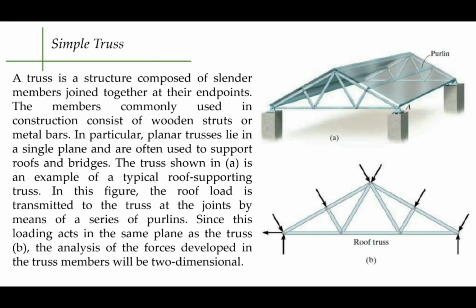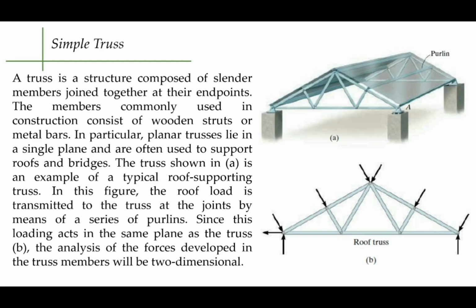Now, what is a truss? It is a structure composed of slender members joined together at their end points. Commonly used are wooden struts or metal bars. Now, particularly, planar trusses lie in a single plane and are often used to support roofs and bridges.